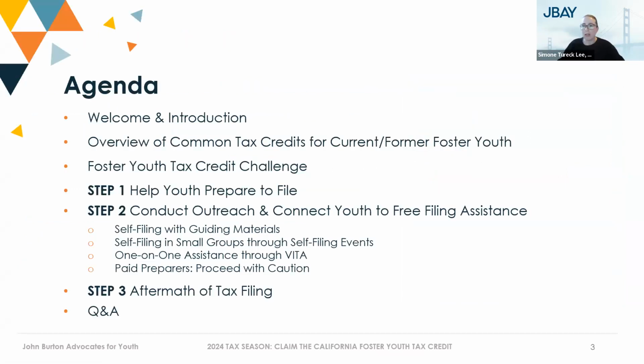So this is our agenda. We will be welcoming you and doing some introductions. We'll provide an overview of common tax credits for current and former foster youth. We will talk briefly about the Foster Youth Tax Credit Challenge, and then we'll take this in chronological order for how it works for young people. Helping youth prepare to file is a big thing we'll talk about today. How to conduct outreach and what to say, what to give youth, what resources to provide to them. And how to connect them with free filing assistance. We'll talk about these little sub bullets.